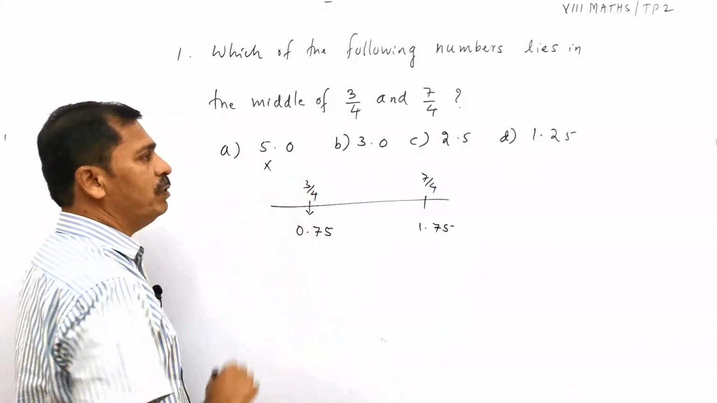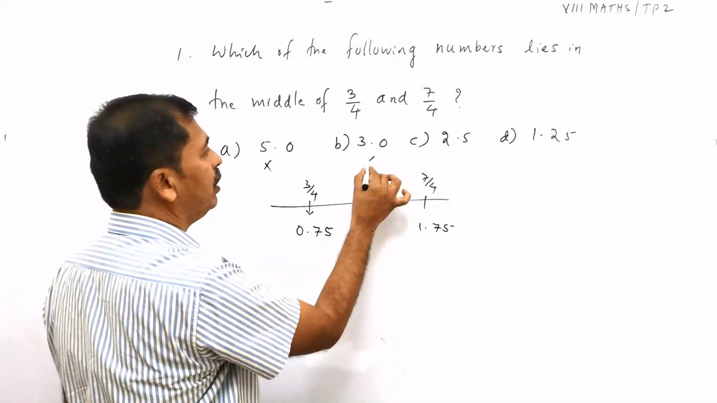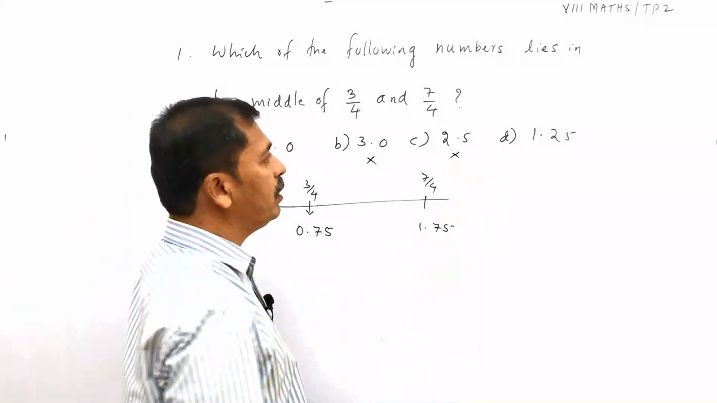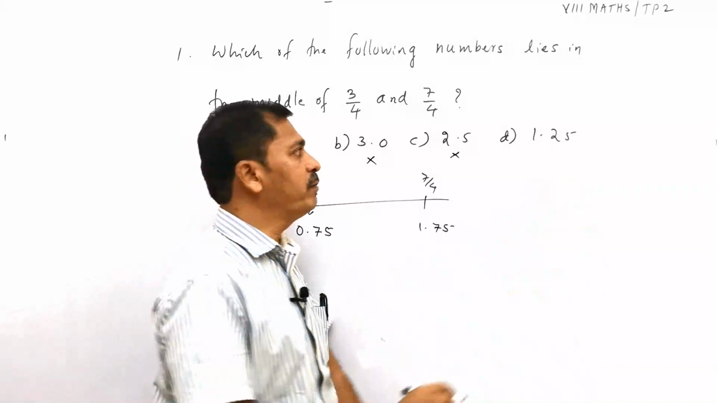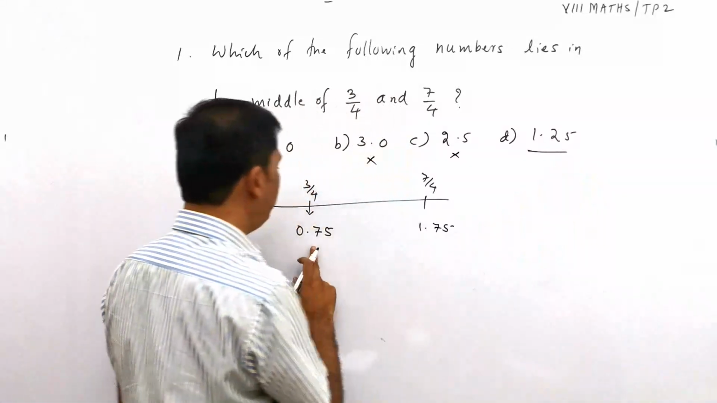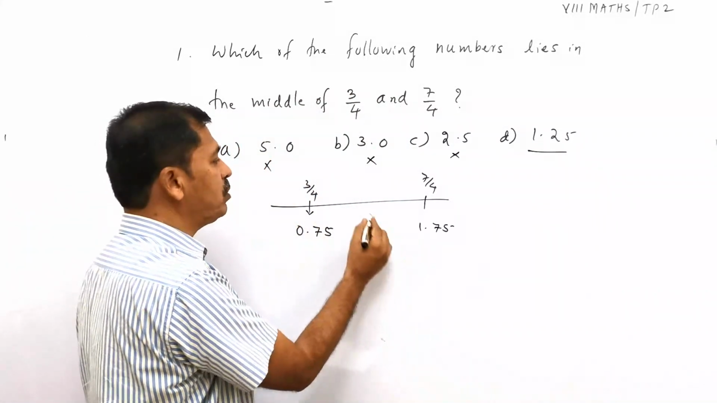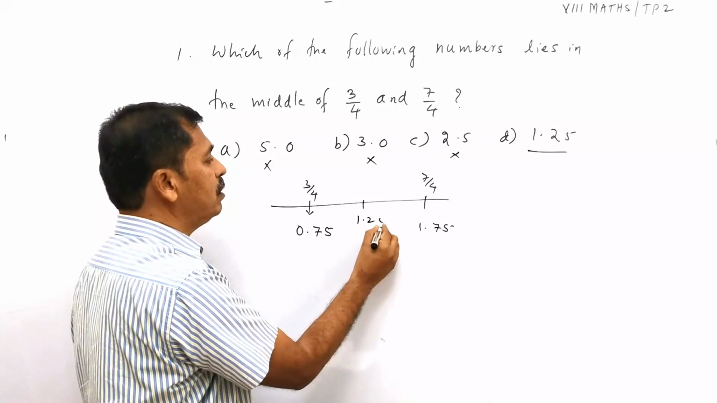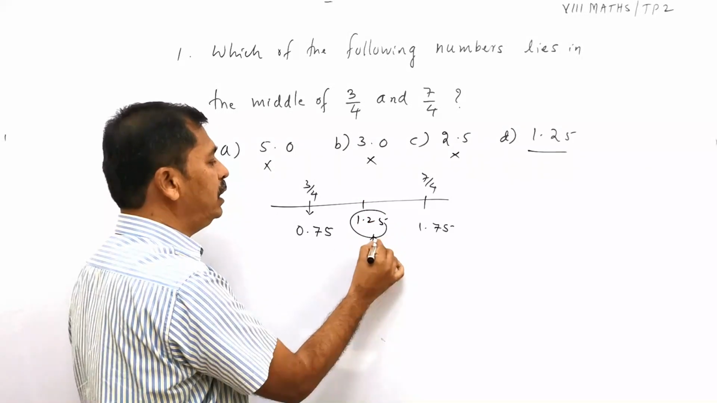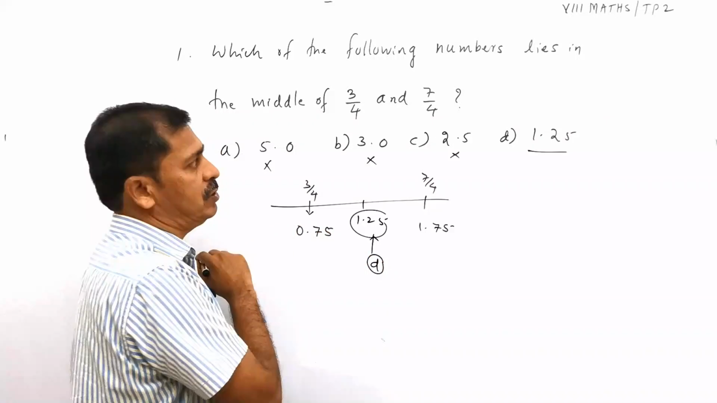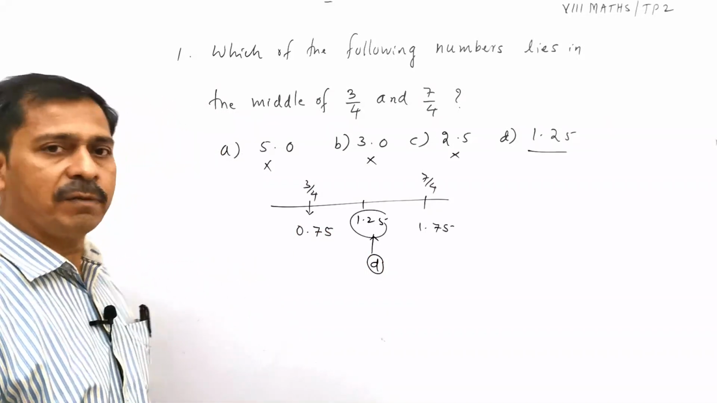So this is not possible. Similarly 3 is also not falling, 2.5 is also not falling. But you see 1.25. Definitely 1.25 is in between 0.75 and 1.75. So our answer is nothing but D. D is the correct answer for this question here. Is it clear?